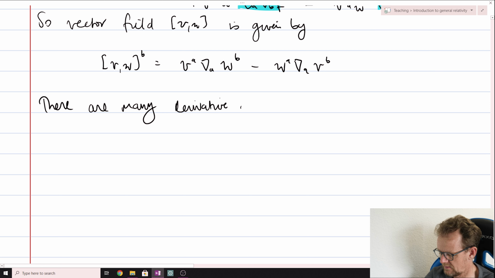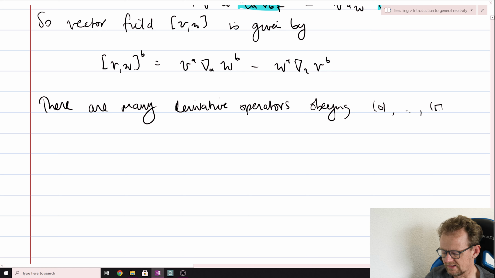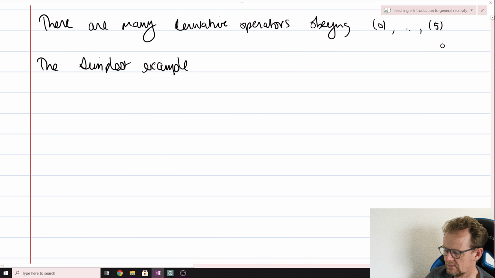So there are many derivative operators obeying these conditions. I've got to at least prove to you that one exists, otherwise you might disbelieve me that anything obeys these conditions. Well, here's an example: namely, the ordinary derivative operator in some chart.